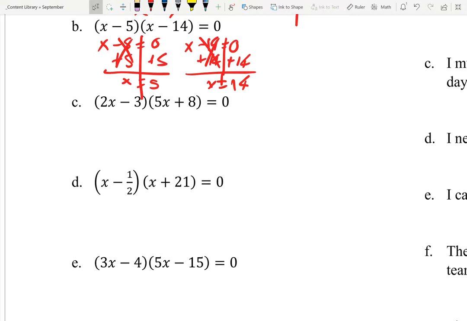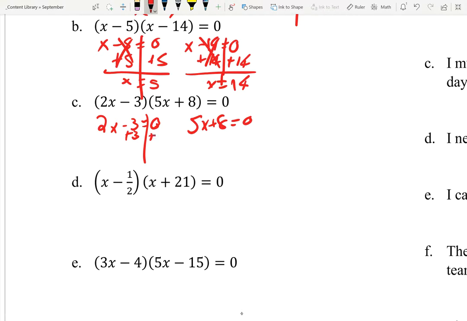Now for C, we have fractions in the result, but let's see how those come about. The process is not any different, though. You want to figure out what makes each group equal to 0, so you take it and set it equal to 0. We'll do the same thing with the 5x plus 8, setting it equal to 0. Again, you're just solving these equations. What makes 2x plus 3 equal 0? Let's figure it out.